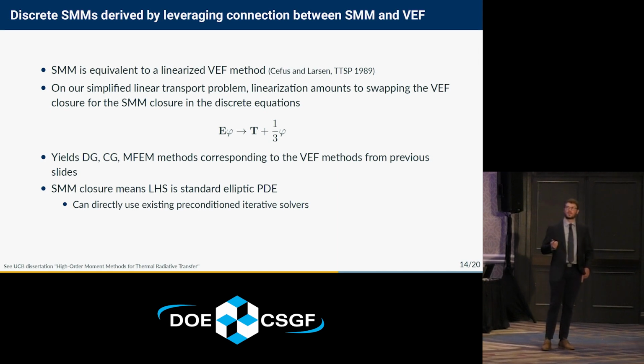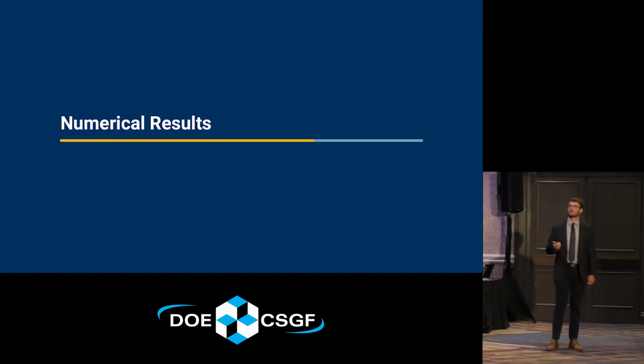Finally, for any of those methods I just presented, if we take this E times phi, the VF closure, the multiplicative closure, and replace it with the additive closure, we can algebraically convert any VF method to be a second moment method. The key here is that since the source term is the closure, the left-hand side is a standard elliptic partial differential equation, and we can immediately apply any preconditioned iterative solvers.